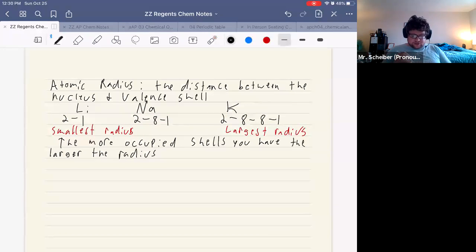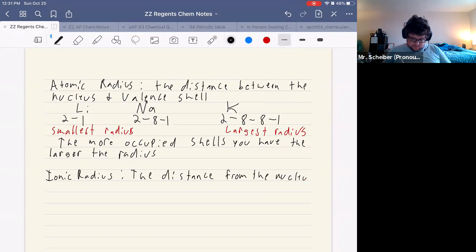Now there's another term that we do need to know called ionic radius. And you're going to find this definition very familiar. The ionic radius is the distance from the nucleus to the valence shell. Yes, it is identical to atomic radius. The only difference is this is specifically for ions.